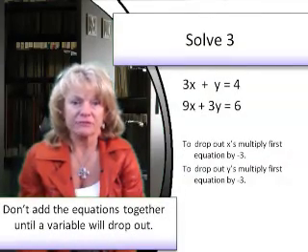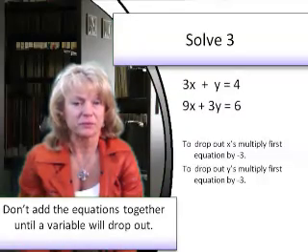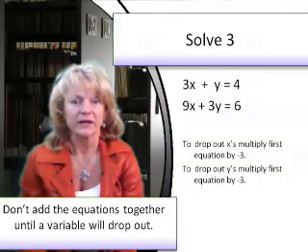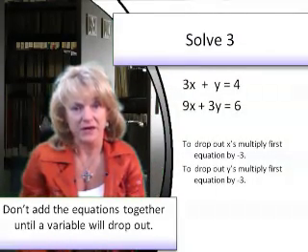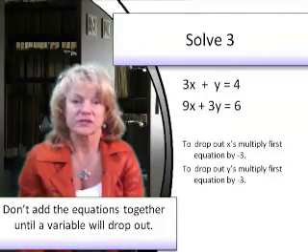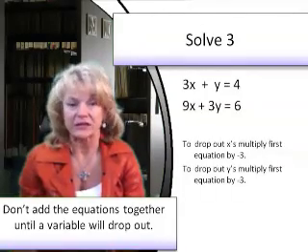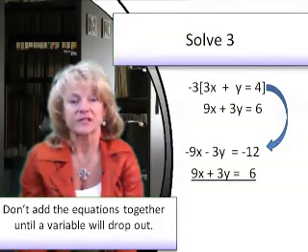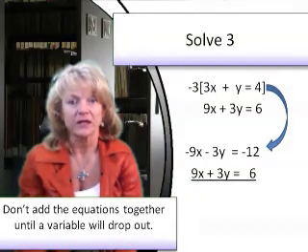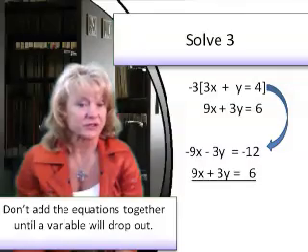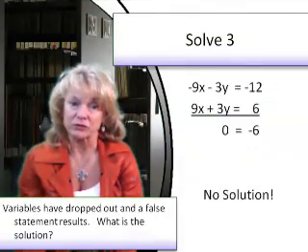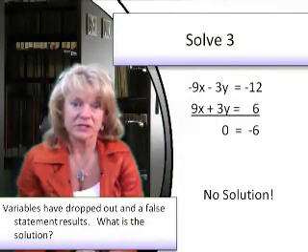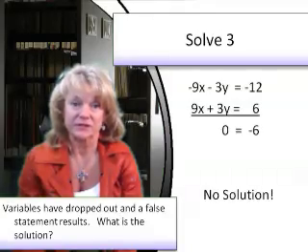This system is in standard form. Consider the least common multiple of the coefficients of x and y. Least common multiple of the x's is 9, y's is 3. There's the same amount of work getting rid of either variable. In getting rid of the x's, we need to multiply the top equation by -3. Now we're ready to add the two equations together. And when we do, both variables drop out and a false statement results.